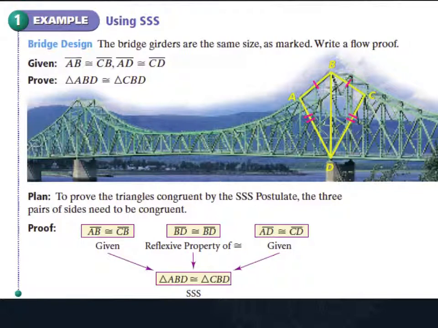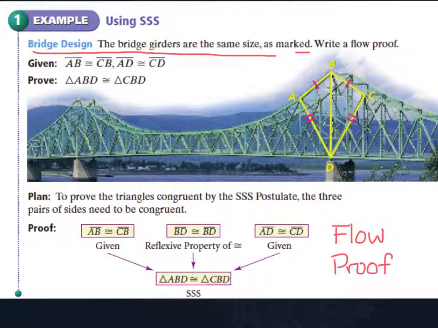Here is an example where we would use SSS to compare two triangles, but I also want to take this opportunity to discuss what a flow proof is. I really like flow proofs when we're talking about triangle congruence by side, side, side, or side, angle, side. So let's first take a look at the example, then we'll talk about how we proved it. We have a bridge design, and the bridge girders are the same size as marked. So we're going to write a flow proof for this.